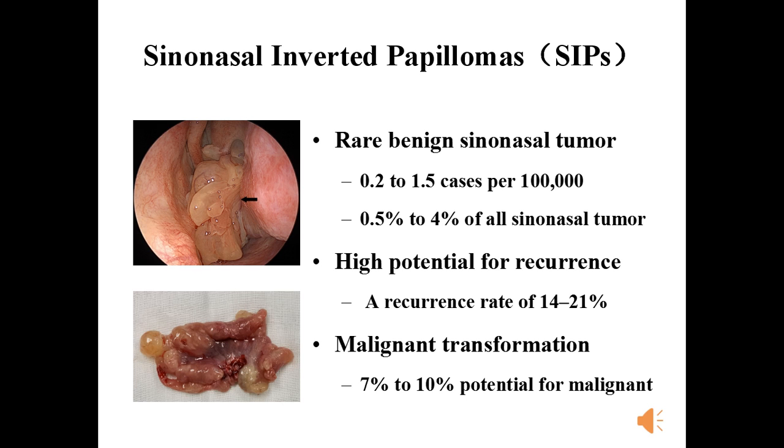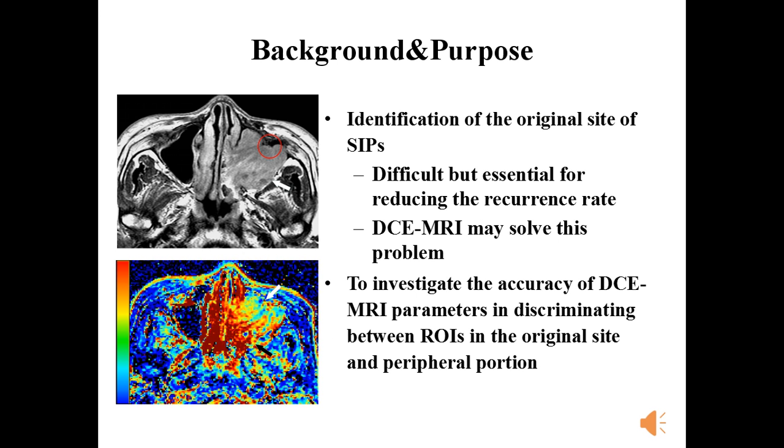Although histologically benign, SIP presents a potential for local recurrence with a recurrence rate of 14 to 21%. Preoperative identification of the original site of SIP is difficult, but essential for reducing the risk of recurrence.